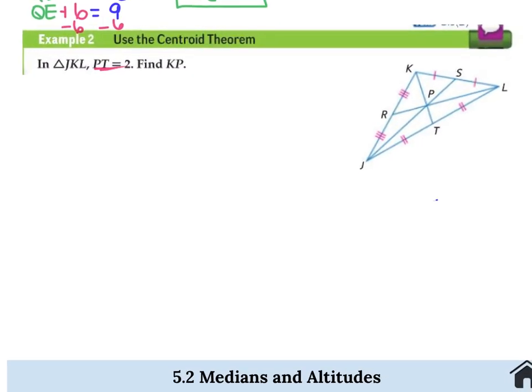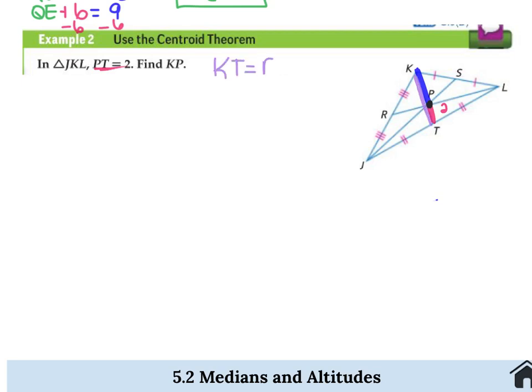All right, so next example, JKL. We're told that PT is 2. So this right here is 2. We want to find the length of KP, this long portion here. Remember our theorem states that the distance from the vertex to the centroid, in this case P, is going to be 2/3 times the full distance. So we'll say our full distance here, KT, is purple.